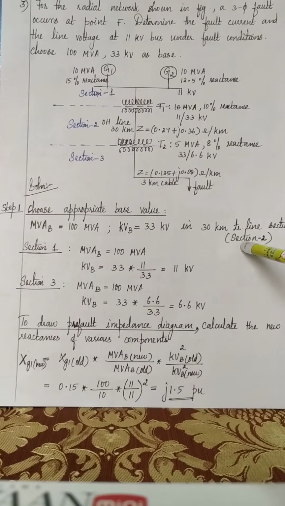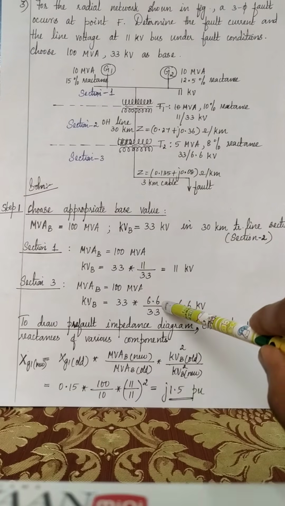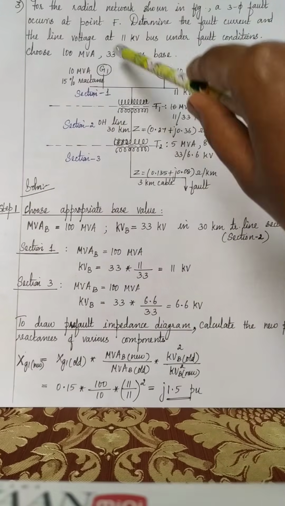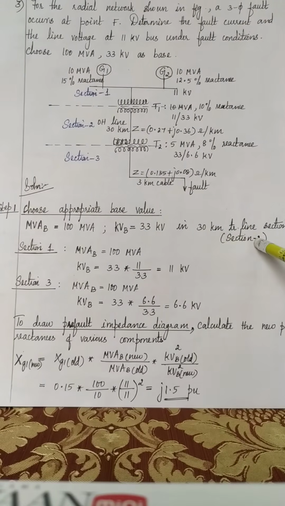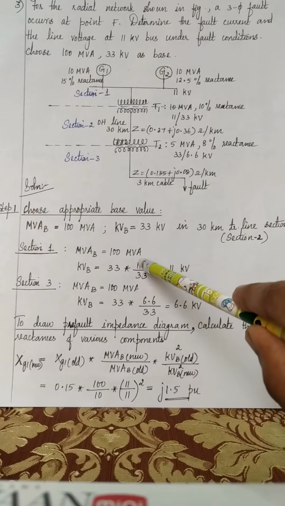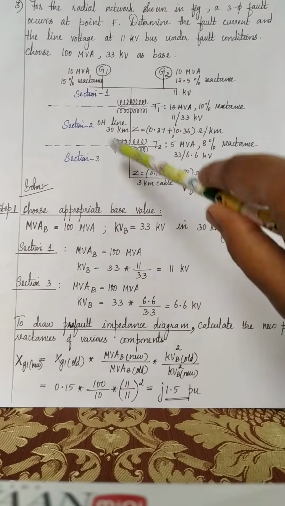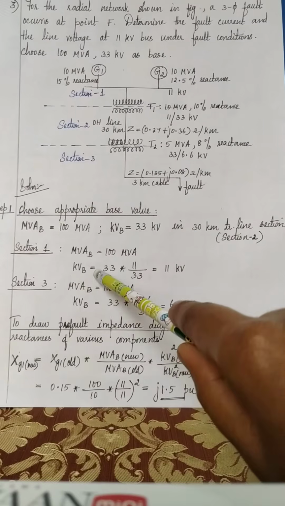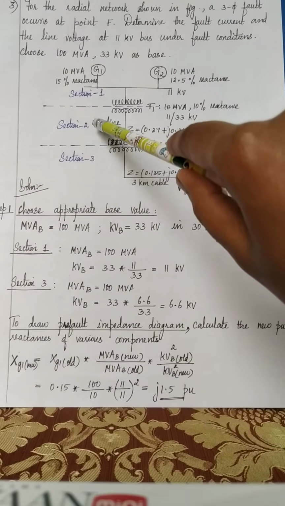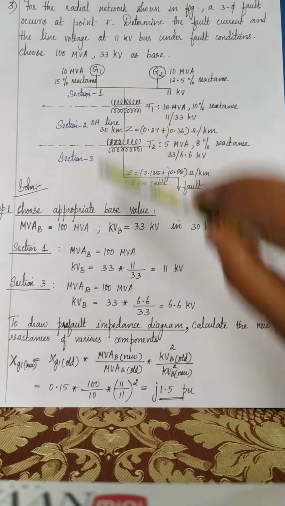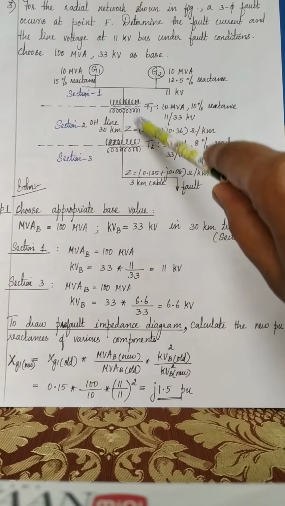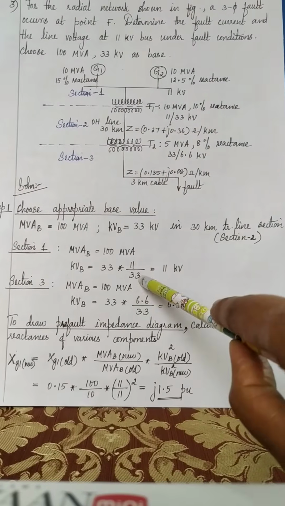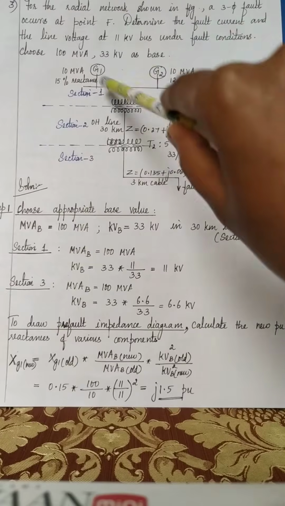Now, as we have done in module 1, we can calculate the new kVB values for section 1 and section 3. I hope you all understood why I have written the base value: it is given in the question and I have taken it with respect to section 2. Now let us find the new base values in section 1 as well as in section 3. For section 1, the MVA remains the same, 100 MVA. For kVB, listen here, we are moving from section 2 to section 1. So 33 is the base kV in this section, into 11 kV by 33 kV, which gives 11 kV as the new base for section 1.